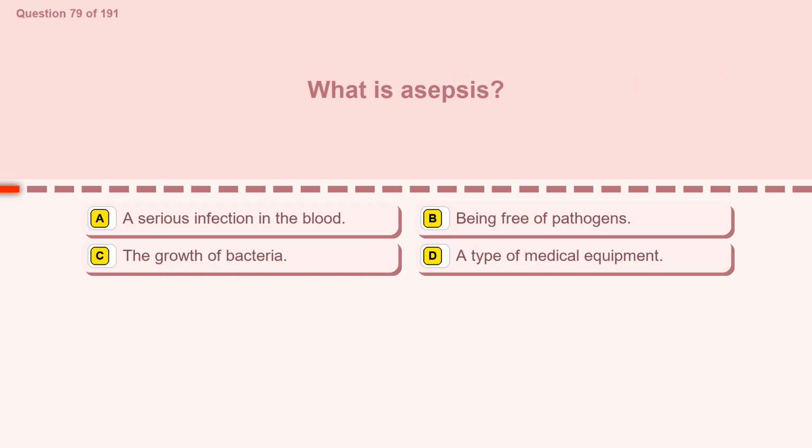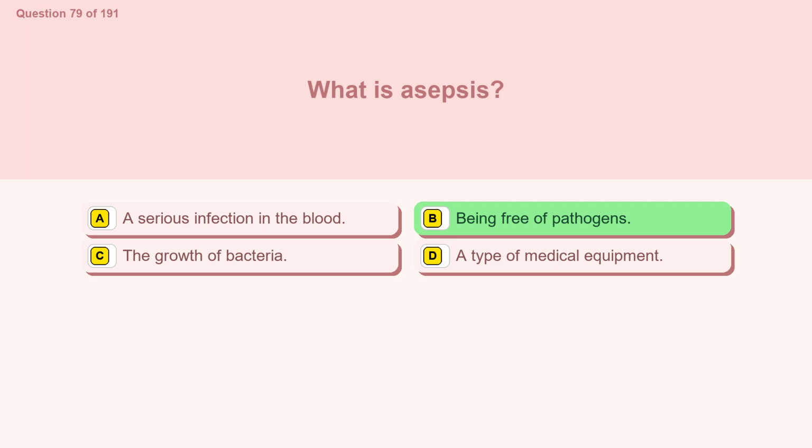Question 79. What is a sepsis? Option A, a serious infection in the blood. Option B, being free of pathogens. Option C, the growth of bacteria. Option D, a type of medical equipment.